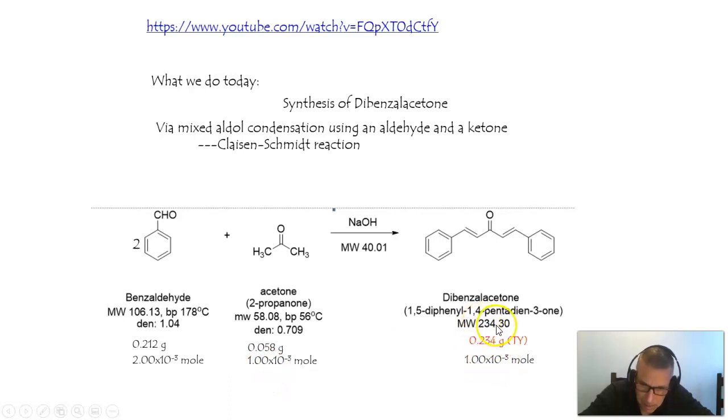It's got a molecular weight of 234. So 1/1000th of that is 0.234. That's the number of grams we'll get. So we have a theoretical yield of 234 milligrams.